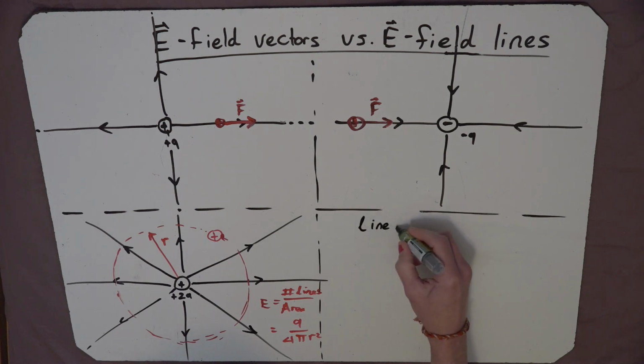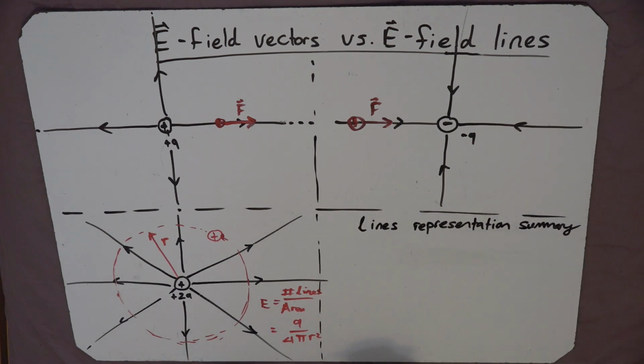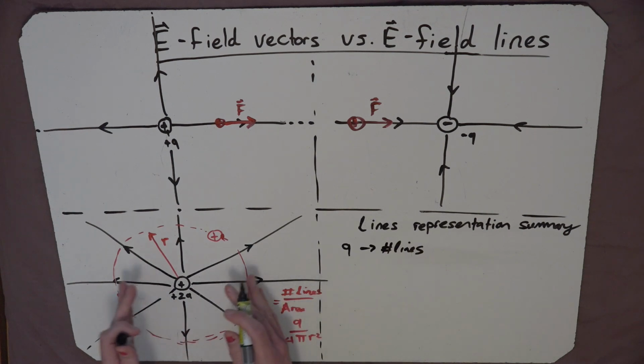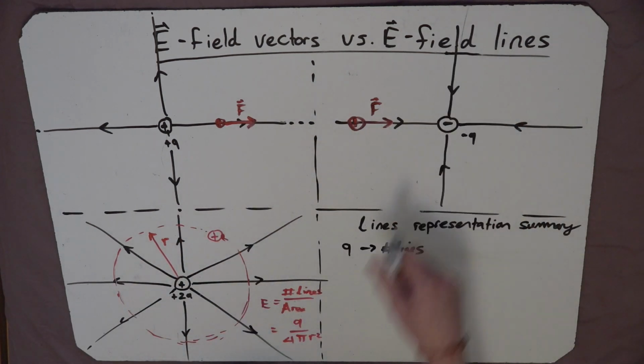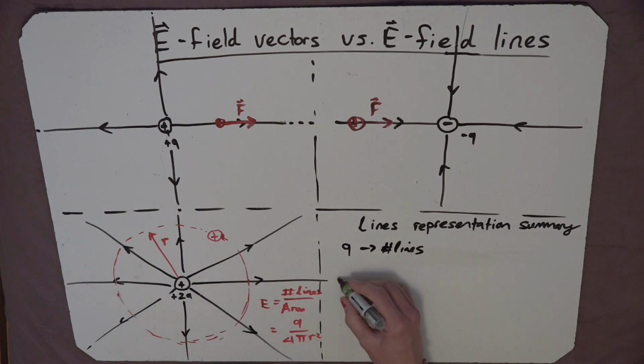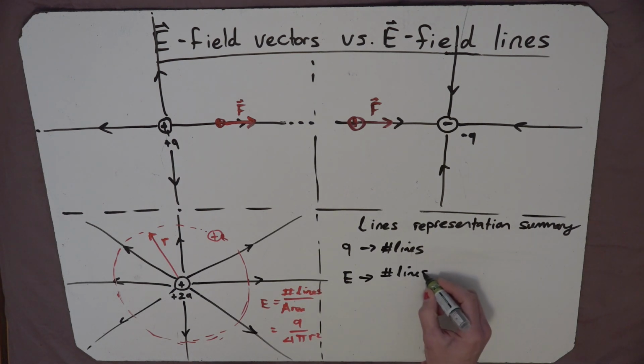In summary, the lines representation of the E field goes as follows. The strength of the charge Q is represented by the number of lines that either radiate outwards from a positive source charge or are sucked in by a negative source charge. The strength of the E field is represented by the number of lines per unit area in physical space.